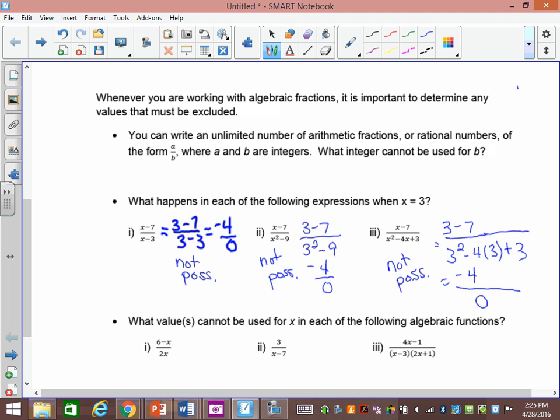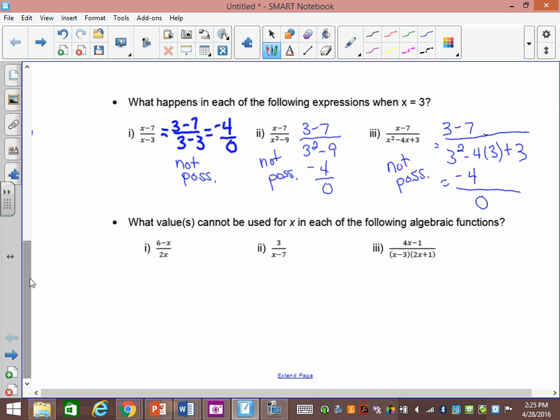So we're going to look at these ones down here. What value or values cannot be used for x in each of the following expressions, so that if you did use it, you would get a 0 in the denominator. The numerator doesn't matter. You can go 0 divided by 3 in your calculator, and it'll tell you it's 0. So you can have a 0 in the numerator, the top, you just can't have it in the denominator. So what can't x be that would cause the denominator to be 0?